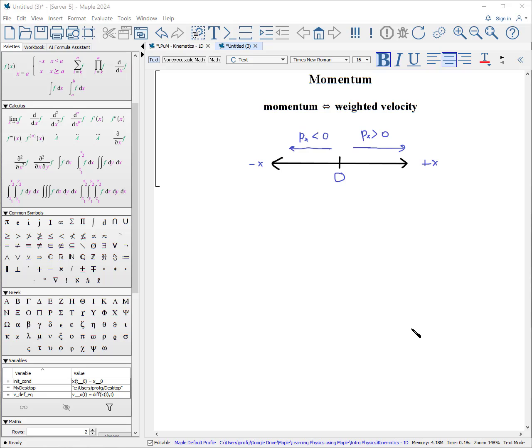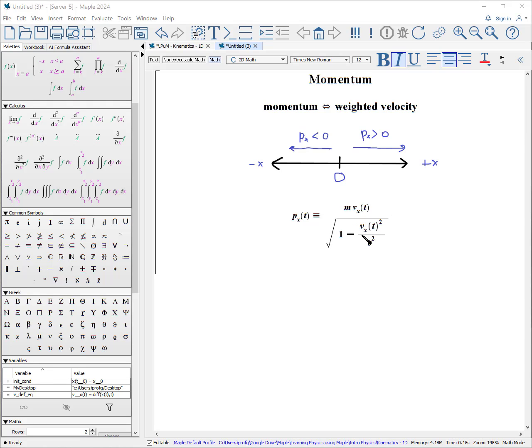At this point, allow me to introduce the idea of momentum. Momentum for an object that possesses mass simply means weighted velocity. So therefore, if an object is moving to the right, its momentum is to the right. It's positive. If the object's moving to the left, its momentum is to the left. It's negative. The definition of momentum for an object that possesses mass is mass times its velocity divided by this factor.